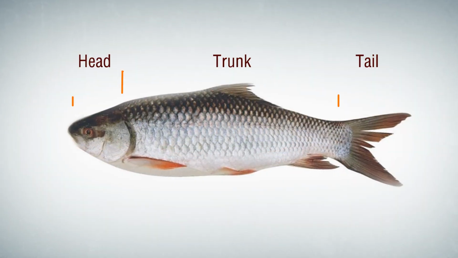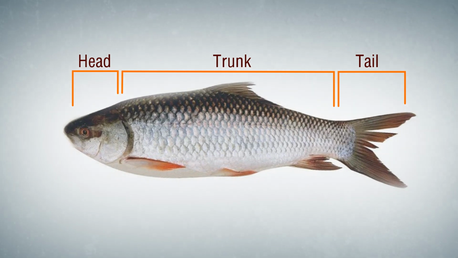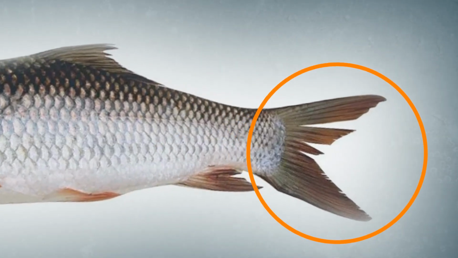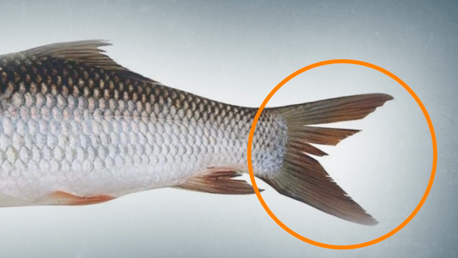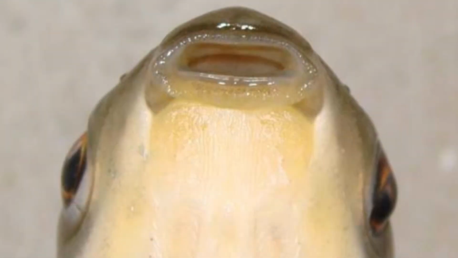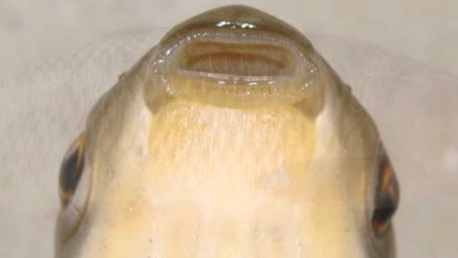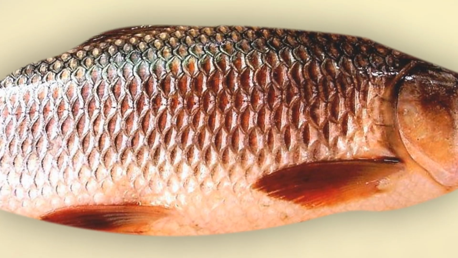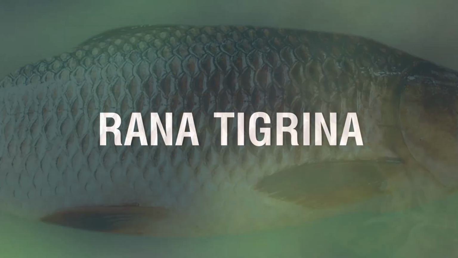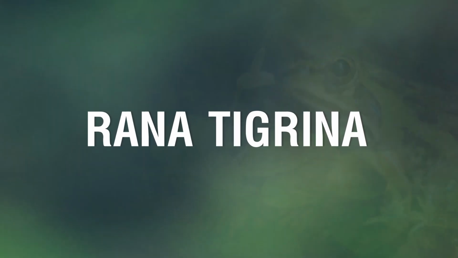Body is divisible into head, trunk and a tail with homocercal caudal fin, that is, dorsal and ventral lobes are of equal size. The margin of the lower lip is fimbriated and the whole body is covered with overlapping cycloid dermal scales. Let us see about Rana tigrina.